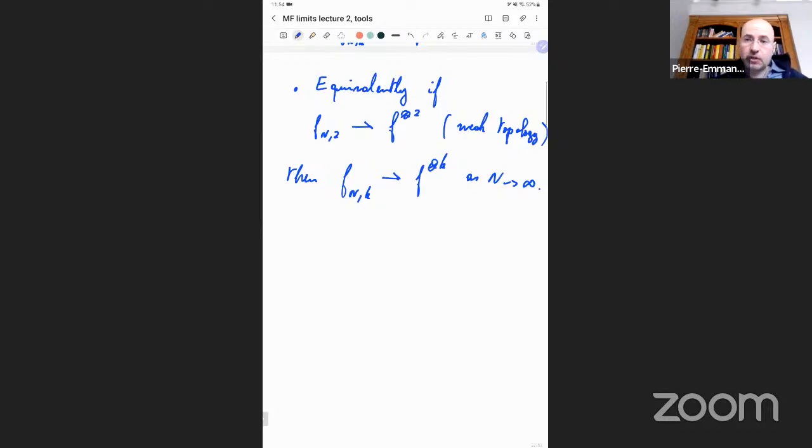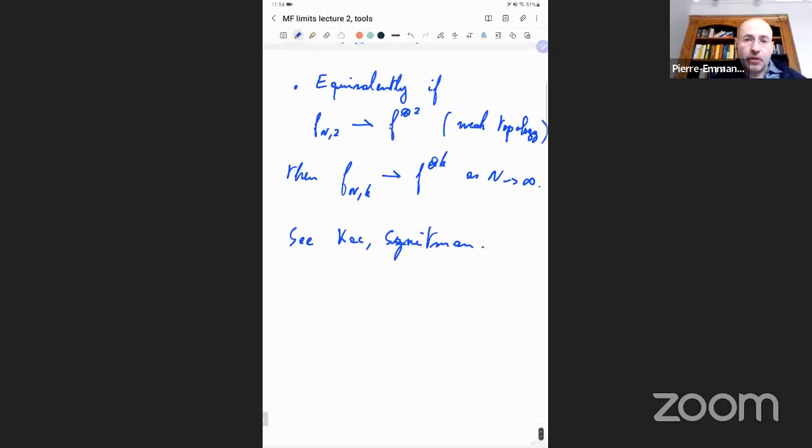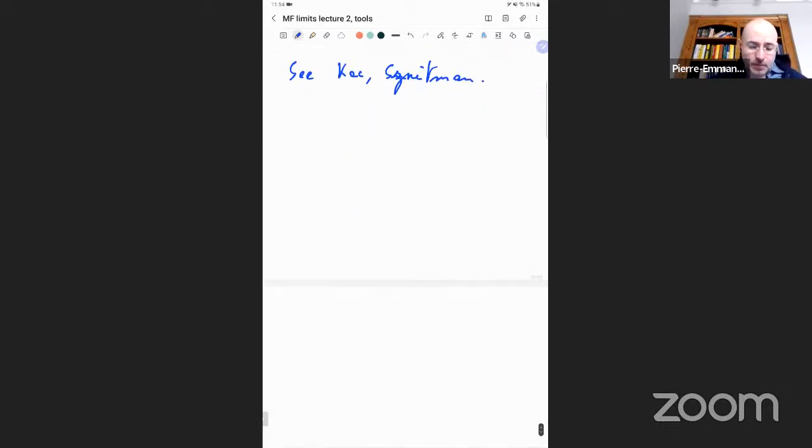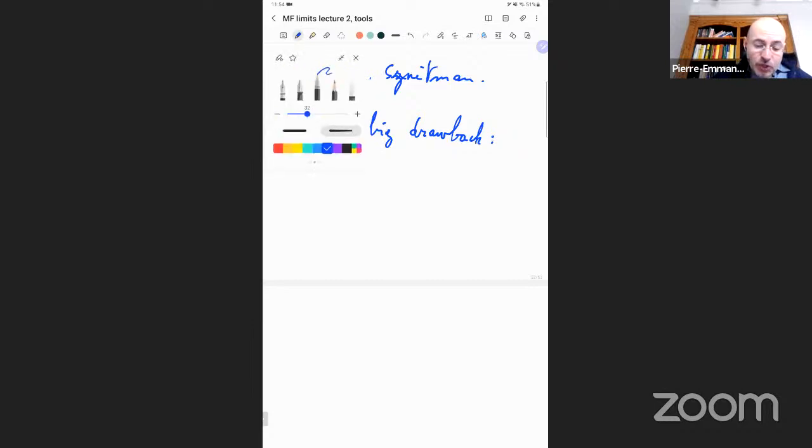In fact, this formulation was introduced by Kac originally, and then Sznitman. And it is a very popular formulation. But there is one issue and one drawback. And the big drawback is we don't have a good equation on the marginals.